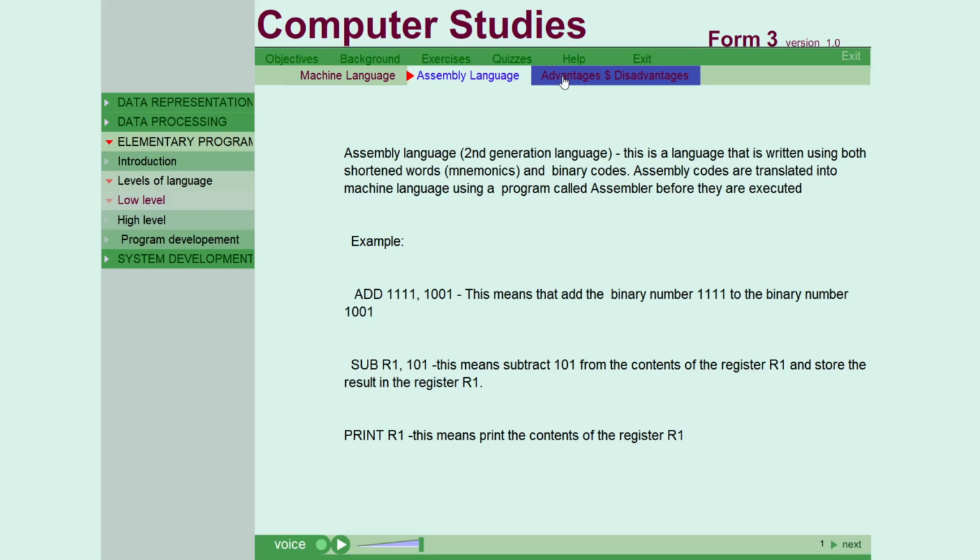Example: ADD 1111 1001. This means add the binary number 1111 to the binary number 1001. SUB R1 101. This means subtract 101 from the contents of the register R1 and store the result in the register R1. Print R1. This means print the contents of the register R1.